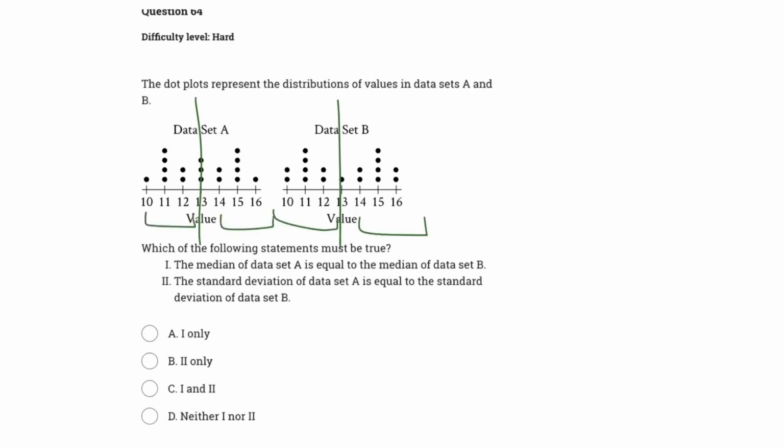And so if you order the points from least to greatest and then you converge in the middle, you can see on the ends, the 10 and the 16 cancel out, all the 11s and the 15s cancel out. You're always left in the middle with a value of 13. So let me just erase all that. So we know that the first clause here is true. So it can't be B and it cannot be D. Let's see if the second clause is true. So it says the standard deviation of dataset A is equal to the standard deviation of dataset B.